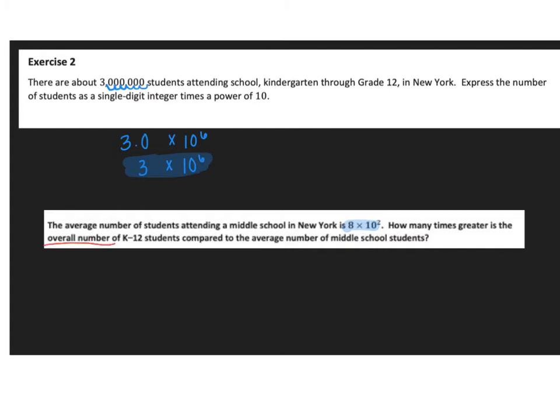Overall to middle school. So this is how we're going to write our ratio. Overall number of students to middle school students. Okay. Well, the overall number of students was this number right here. 3 times 10 to the 6th power. And we're comparing that to the number of middle school students, which is right here. 8 times 10 to the 2nd power.